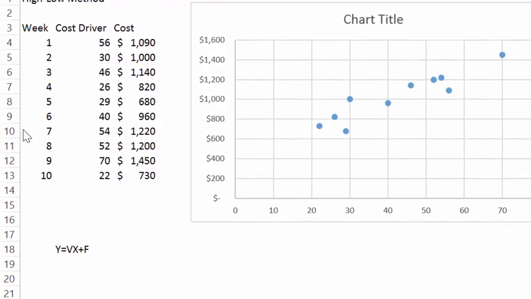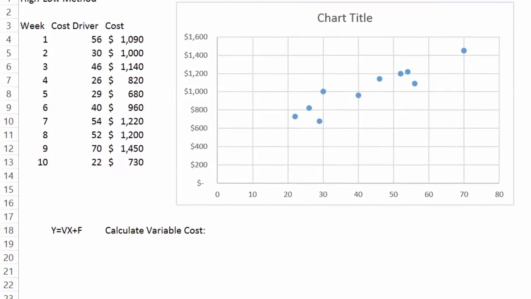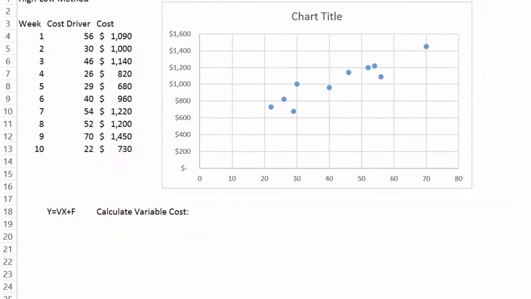The first step in this is to calculate the variable cost. The formula is rise over run. Now what we need to do is use the high and low values of the cost driver, not the dollars.